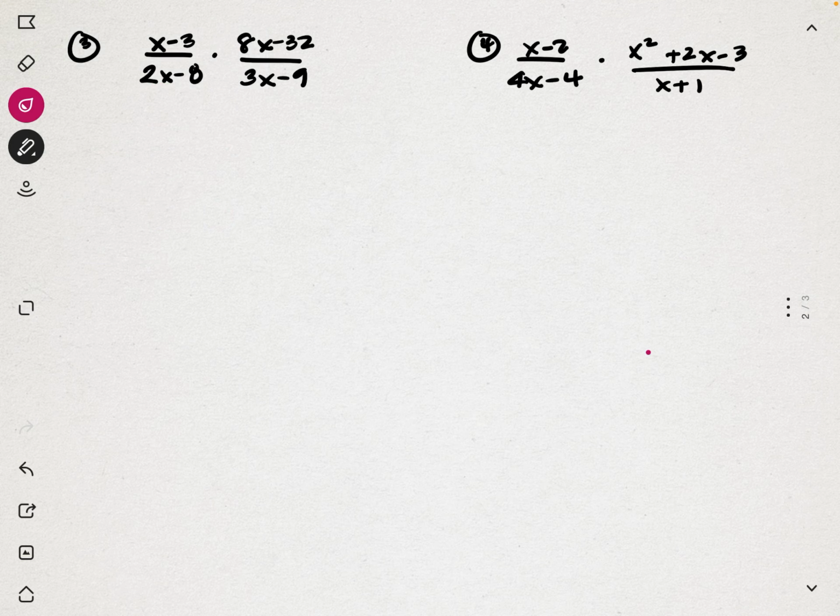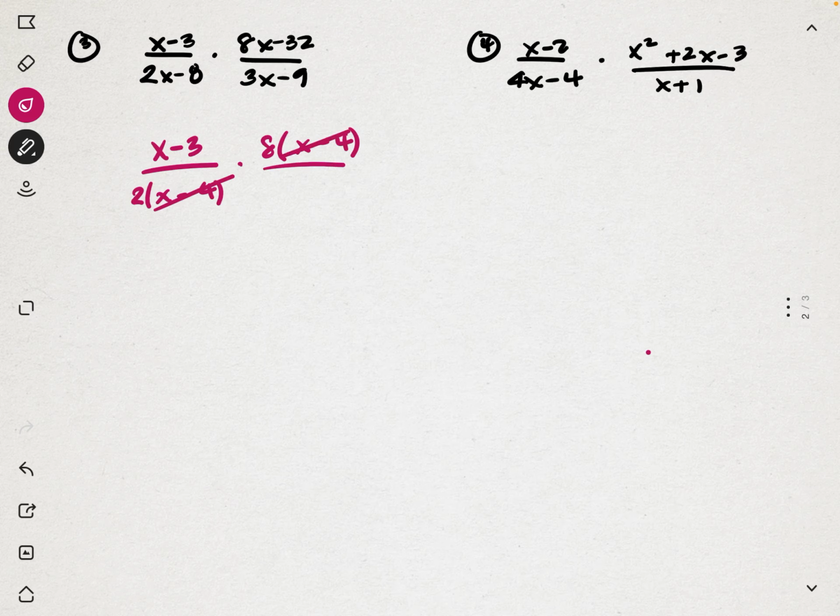Okay, more examples, but same idea. X minus 3, we can't simplify. We'll leave that. 2x minus 8, we can factor out our 2. So that leaves an x minus 4. 8x minus 32, that's a common factor of 8. And then x minus 32 divided by 8 is 4. So we can see that the x minus 4s are going to cancel out.